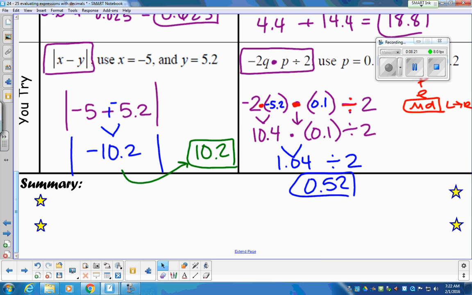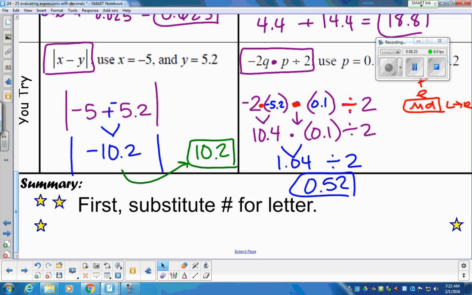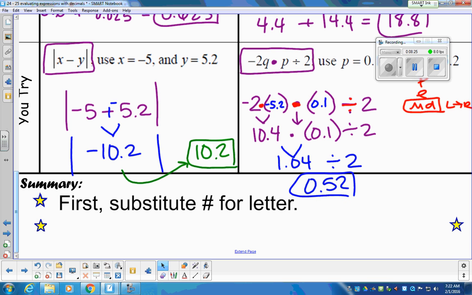Fabulous. For our summaries today, make sure that we substitute. First, substitute for the letter. And after we do that, make sure we're using the order of operations. Please excuse my dear Aunt Sally.